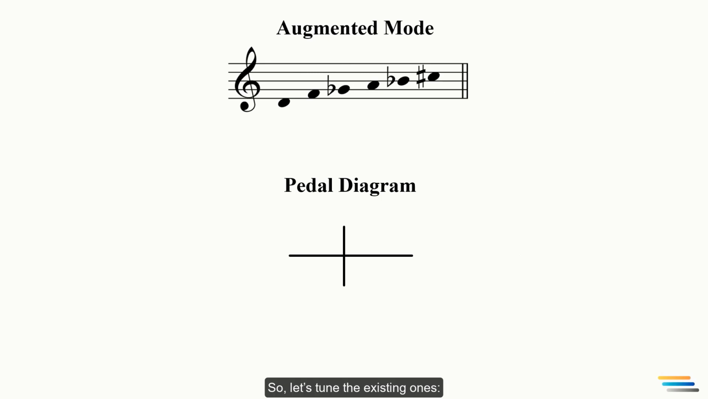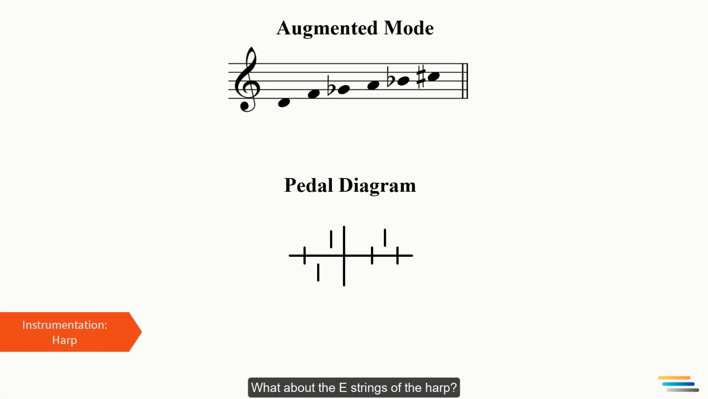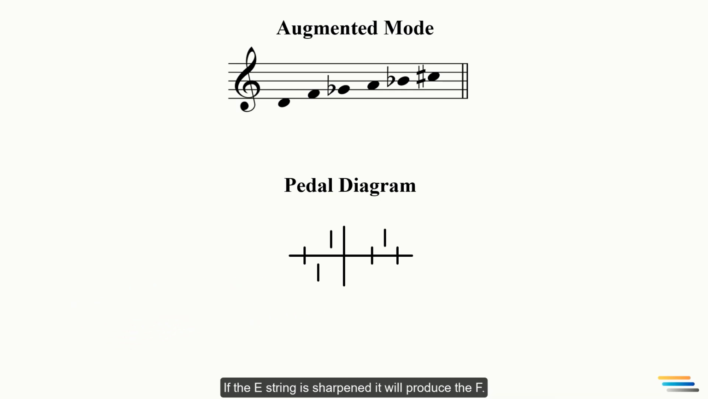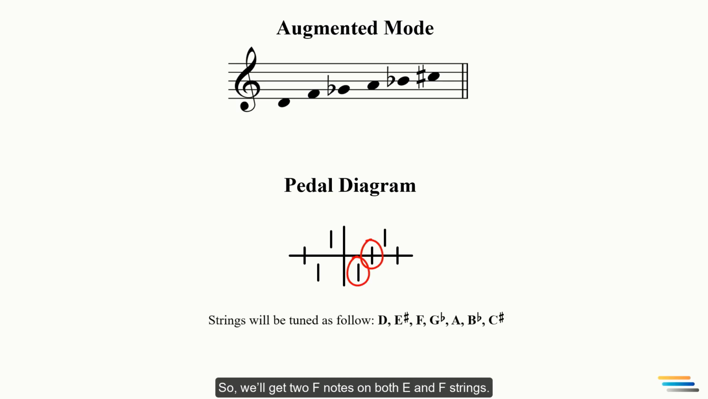So, first, let's tune the existing ones. D, F, G flat, A, B flat, and C sharp. What about the E string of the harp? As you know, the harp strings can be natural, flattened, and sharpened. If the E string is sharpened, it will produce the F. So we'll get two F notes on both E and F strings. So we have done the pedal diagram, and let's get back to the topic.